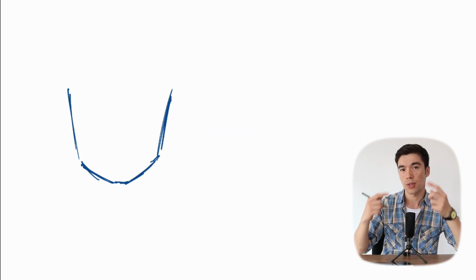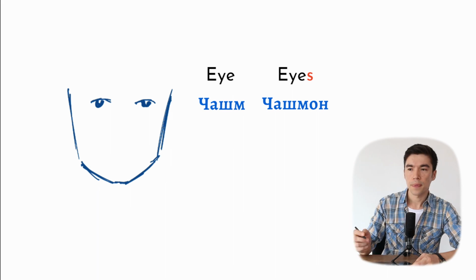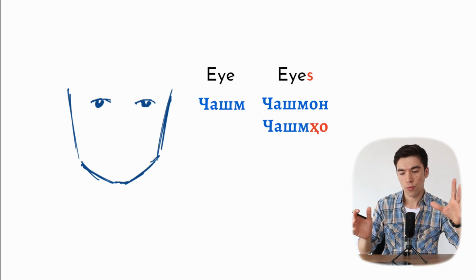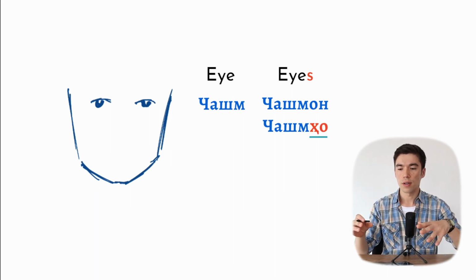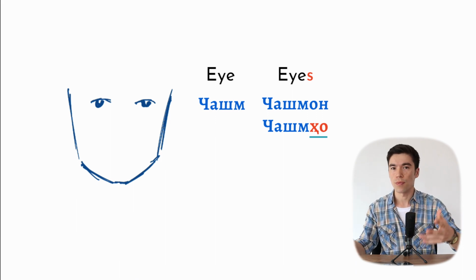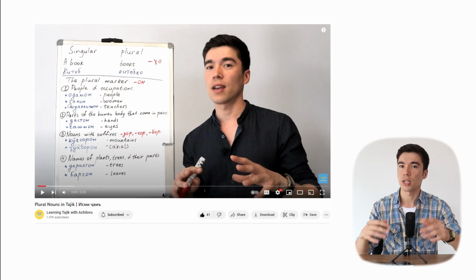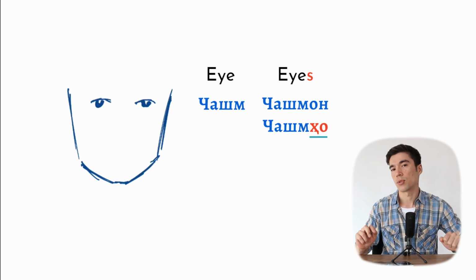Okay, now let's draw the eyes. The eyes, in Tajik, we say chasham. Chasham will be one eye, and chashmon will be eyes. You can also say chasham ho. As a general rule, if you just add ho, the noun will be plural. So chasham, chasham ho, eyes. And if you want to learn more about the plural nouns, we have a video, you can check it out, and the link will be in the description box.